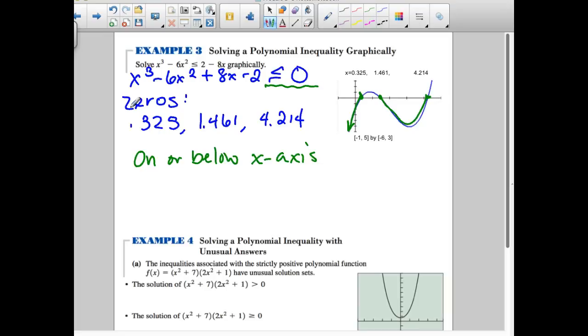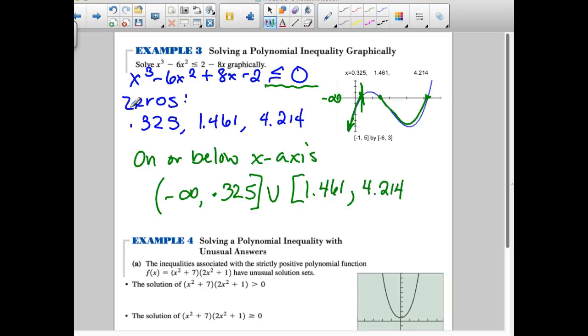So what is the interval for this farthest to the left chunk? From negative infinity to 0.325. Can I be at 0.325? Yes, because this time it said we could equal 0. So squared off bracket. And then I have to jump to what? 1.46 and go up to 4.214. Does that make sense? Okay.